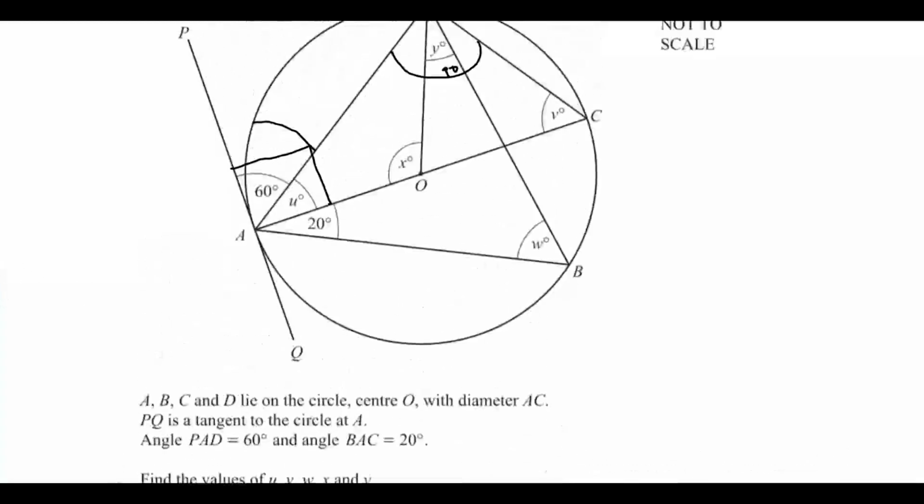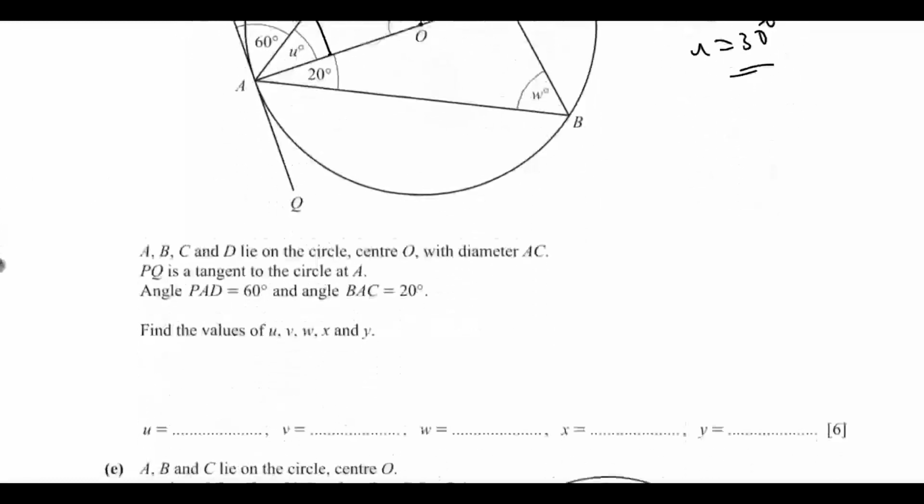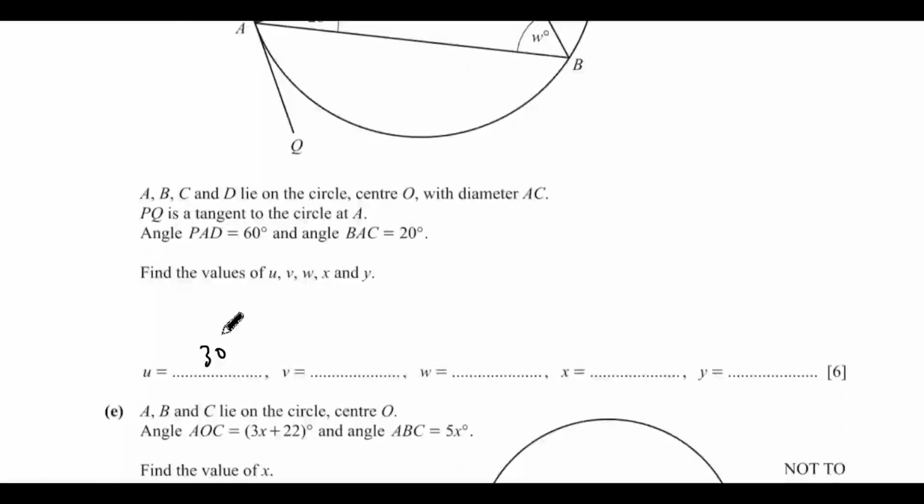Pretty easy. I can easily get U here. 60 degrees add U degrees will be equal to 90 degrees, because the angle between the tangent and the radius is 90 degrees. So I can say angle U will be equal to 90 degrees minus 60 degrees. So U will be equal to 30 degrees. That is super easy. So let's scroll down. U is equal to 30 degrees.